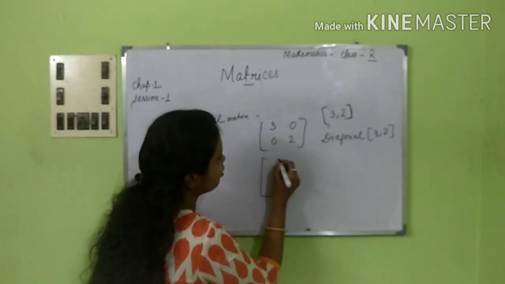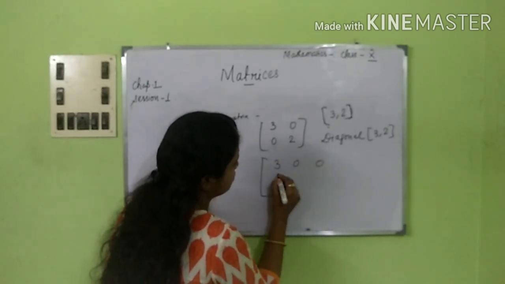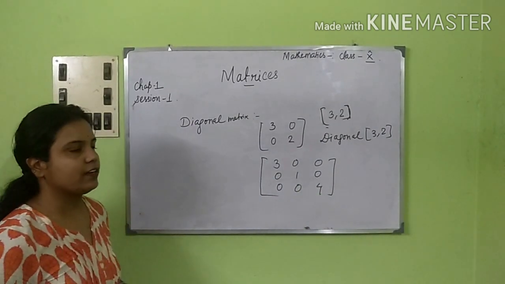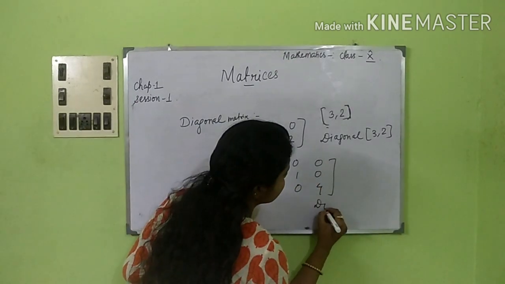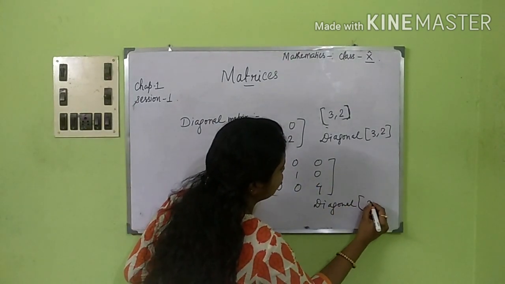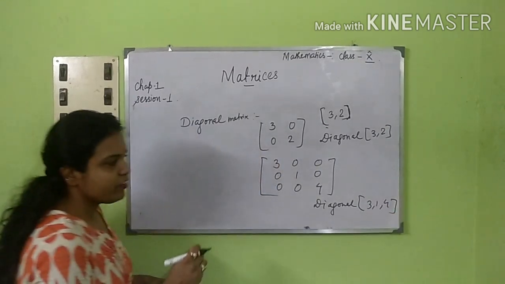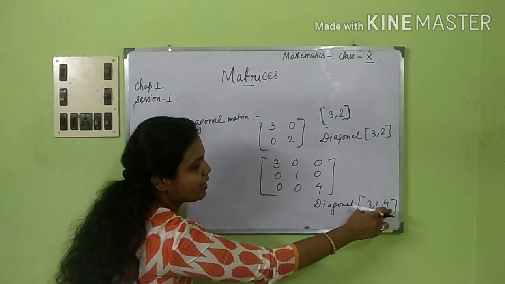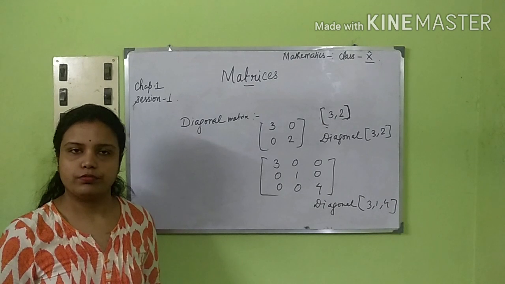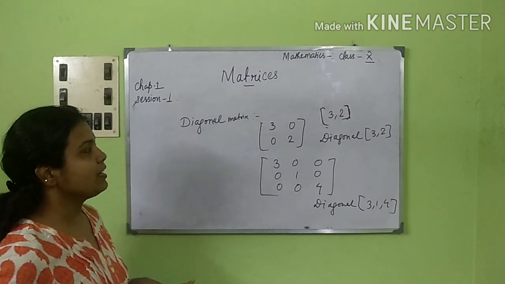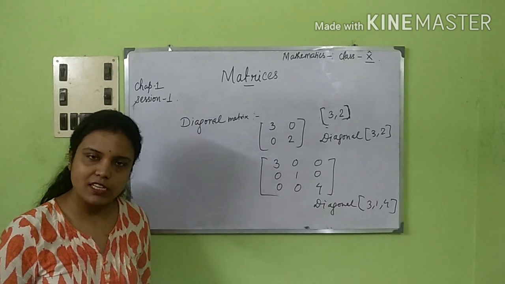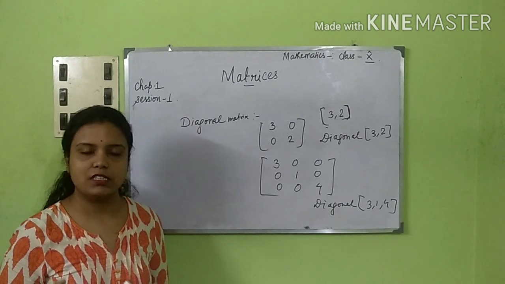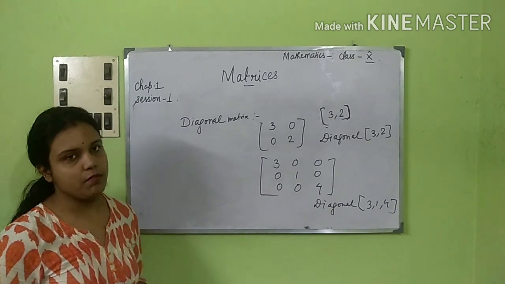We can also have a 3 cross 3 matrix, that is 3, 0, 0, 0, 1, 0, 0, 0, 4. This is also a diagonal matrix. Here we write it as diagonal 3, 1, 4. Whenever we write diagonal 3, 1, 4, that means its diagonal places have the values 3, 1 and 4, and the rest of the elements are 0. So this is a diagonal matrix, which is similar to a square matrix, but its diagonals have non-zero values, whereas in the other places it is all 0.